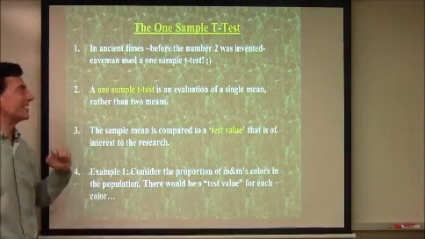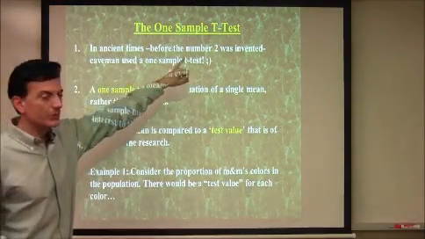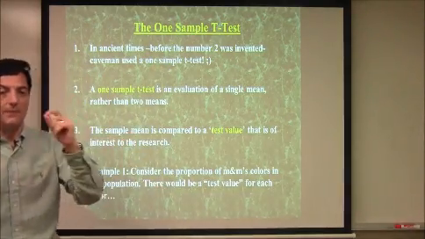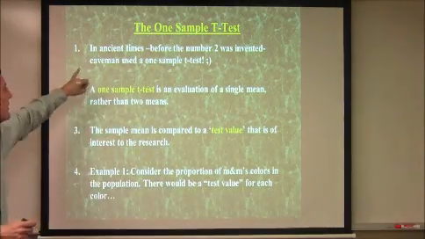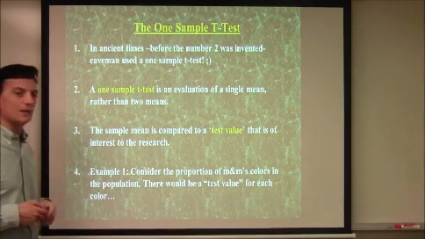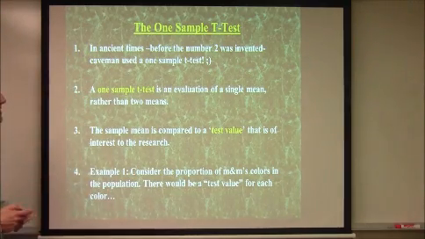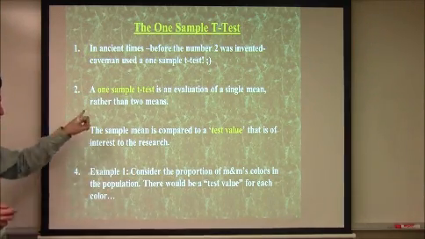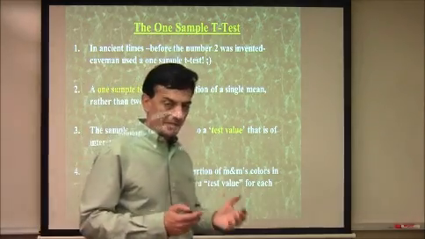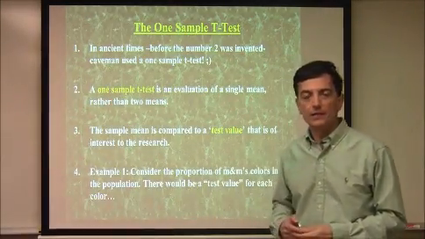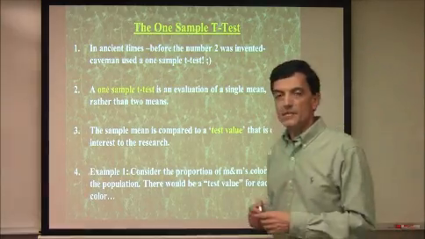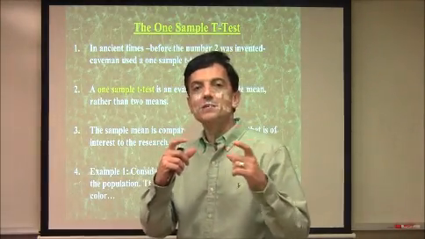So as I jokingly say, in ancient times, before the number 2 was invented, and before we could compare two means to each other, the ancient cavemen had used the one sample t-test. A one sample t-test is an evaluation of a single mean rather than two means. In most of the literature that you will read in psychological research, you'll see that we typically have a t-test comparing two means to each other.